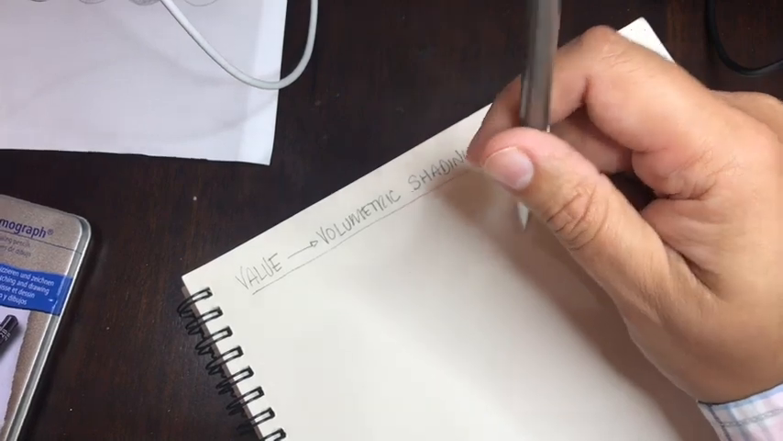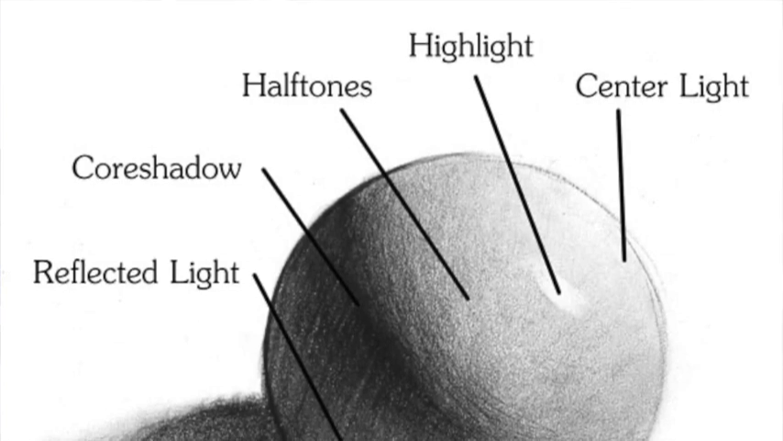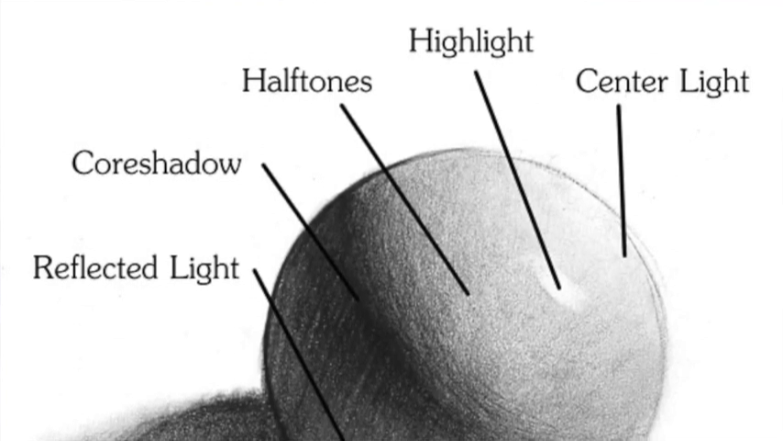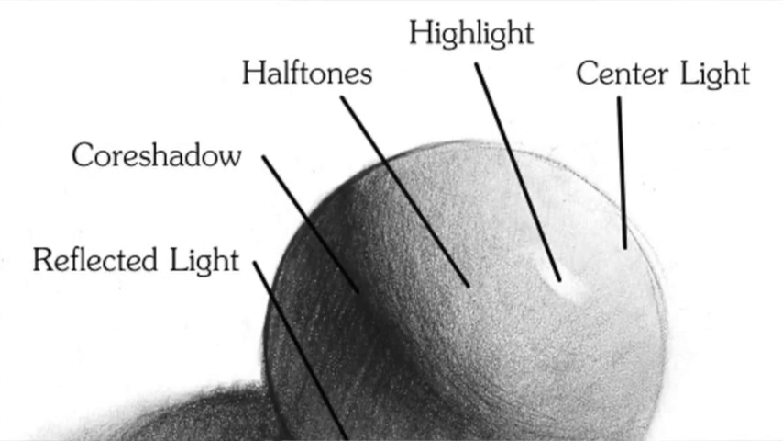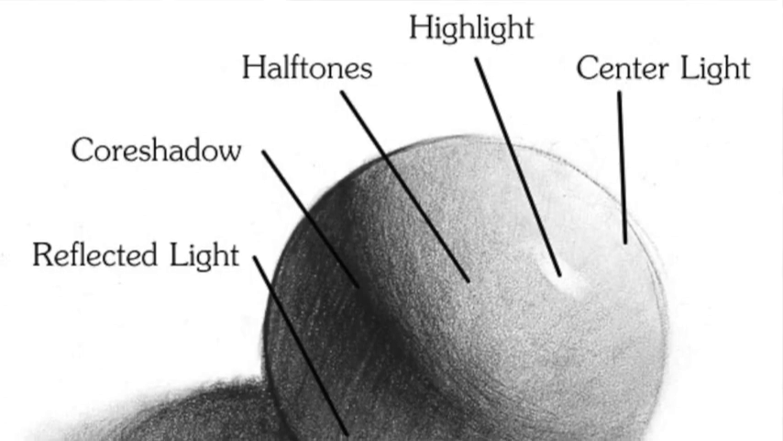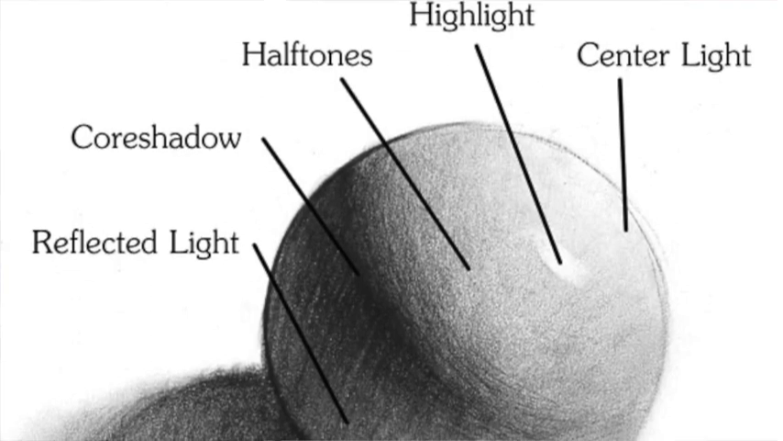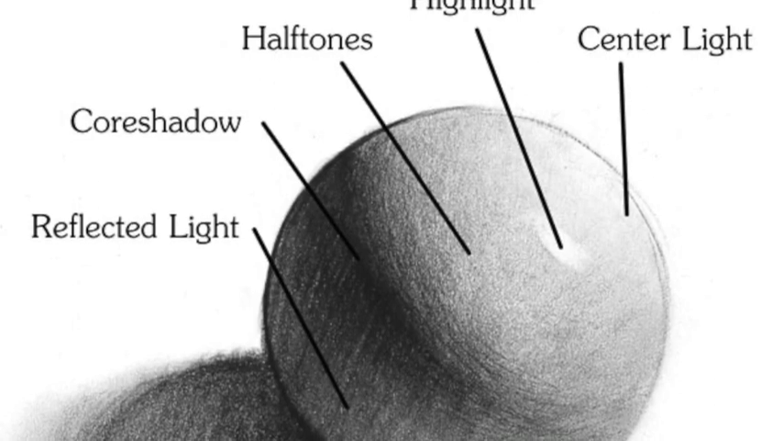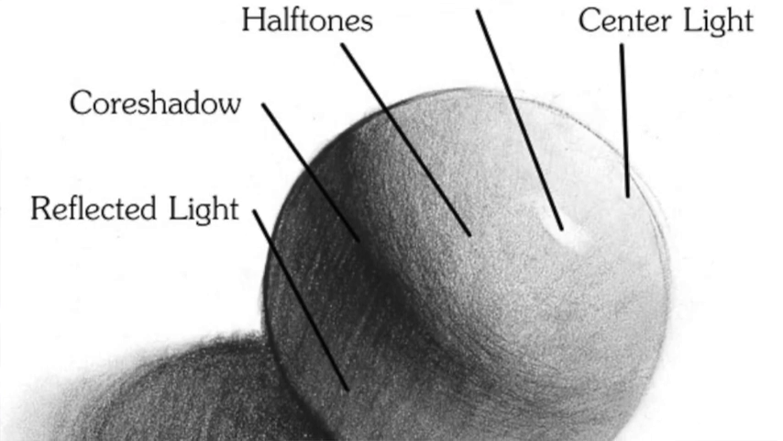I'm going to show you a picture real quick which shows you volumetric shading. And this image of the sphere that's been shaded is going to be our guide to how we understand shading across a volume, and in this case, a rounded volume. We have our highlight, and that denotes our light source. So our light source is in the upper right-hand corner off the picture. We have our midtones, which are in between the highlight and the core shadow. The core shadow is our darkest part of that sphere.